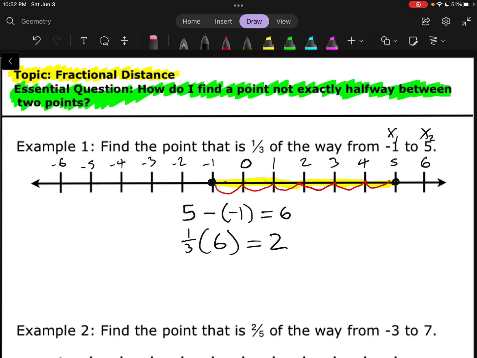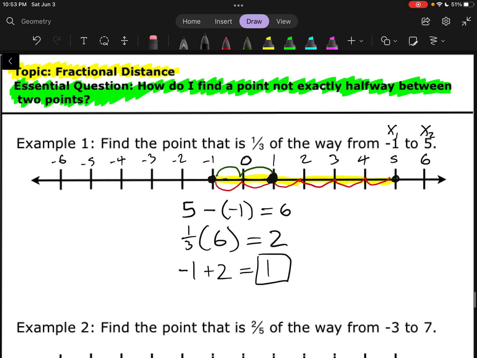And where were we starting? Well, we were starting at x1. So we go back to x1 and we add whatever we just got. -1 plus 2 is 1. And that should make sense: if we go over 2 from -1, we get to 1. So 1 is my final answer there. 1 is the number that is 1/3 of the way from -1 to 5.